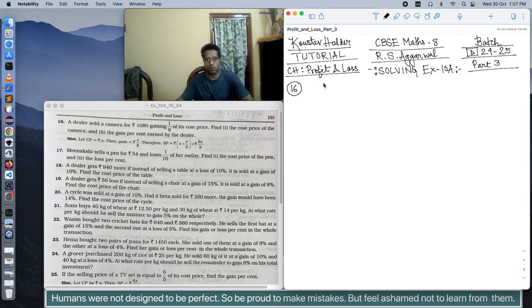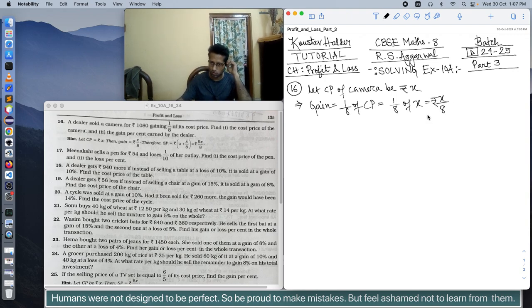Okay, so the unknown is the cost price. So let's assume the cost price to be X. So let CP of camera be rupees X. This implies it is given that the gain is 1/8 of the cost price, which will be equal to 1/8 of X, which is equal to X by 8, where X is the assumed cost price of the camera. So the gain is rupees X by 8.